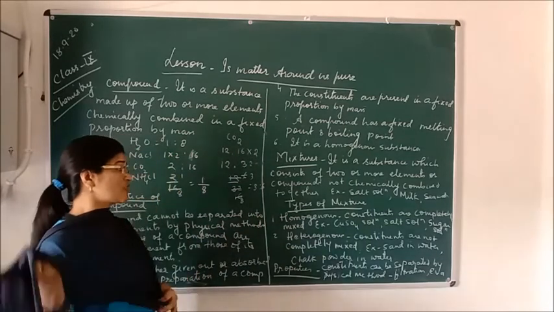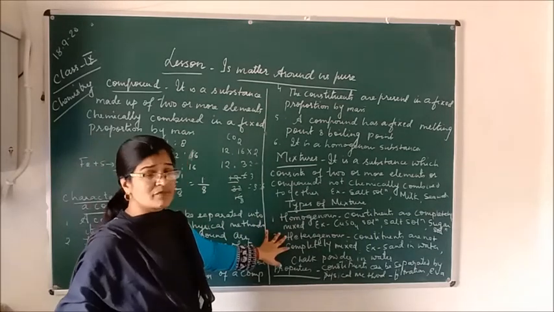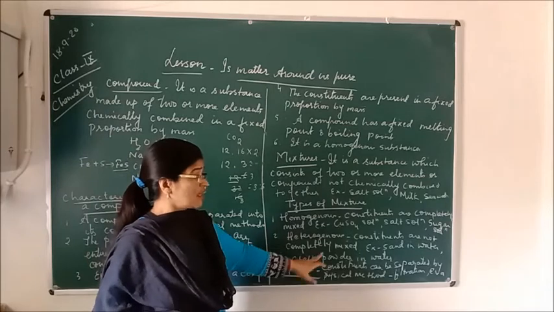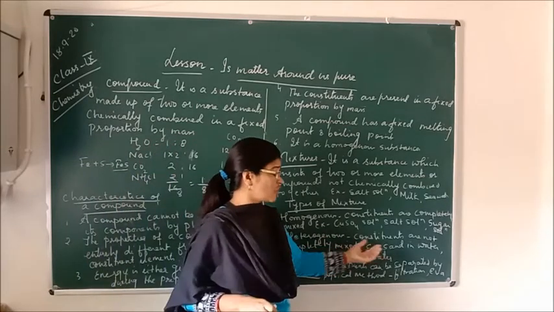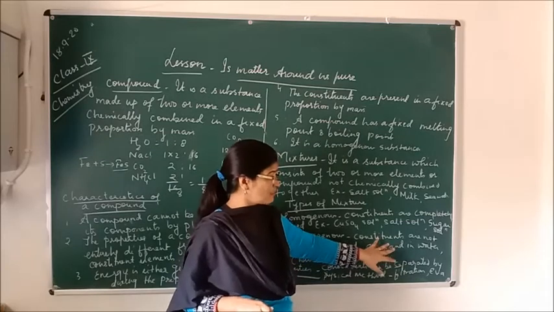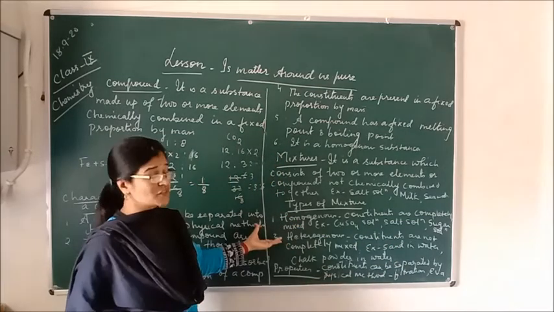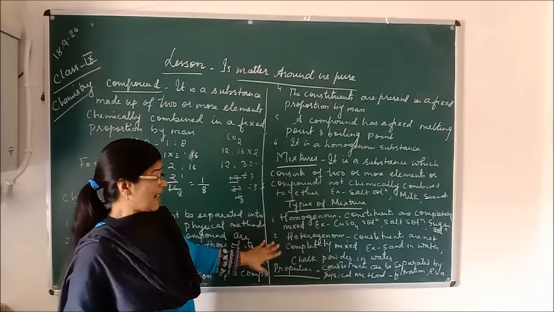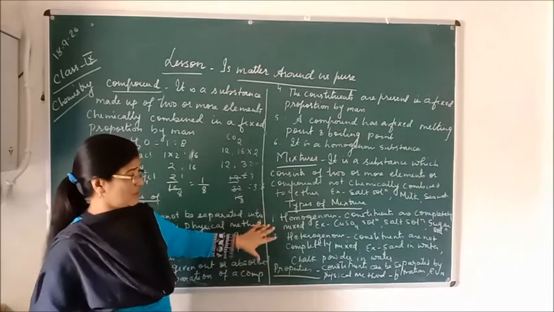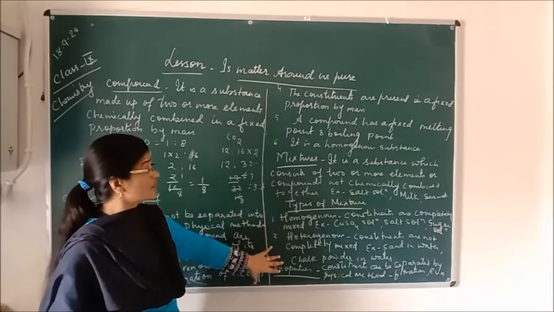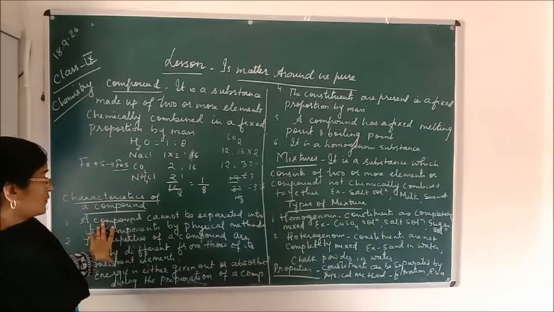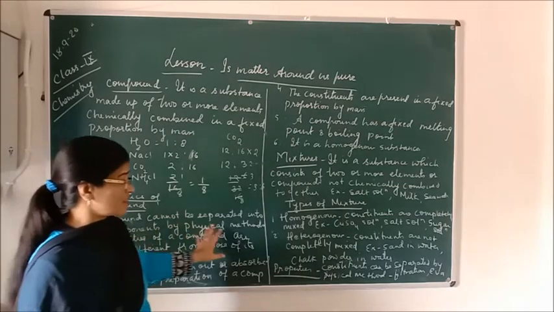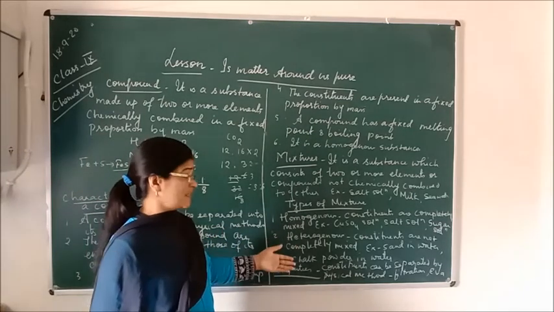The second is the heterogeneous mixture, in which the constituents are not completely mixed, like chalk powder in water or sand in water, because the particles of sand or chalk powder are so big that they cannot thoroughly mix in the water. The particles can be seen clearly, so it is called a heterogeneous mixture. Now the properties of a mixture are totally different from those of a compound. In a compound, the constituent elements cannot be separated by physical methods, but in a mixture they can be separated by physical methods.